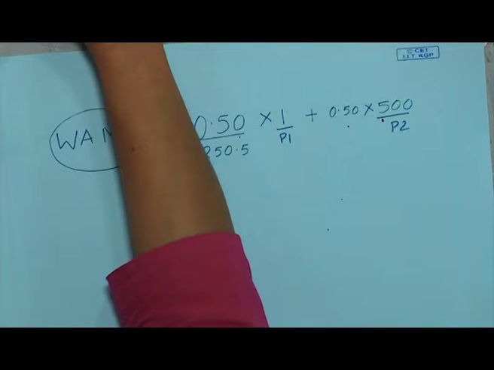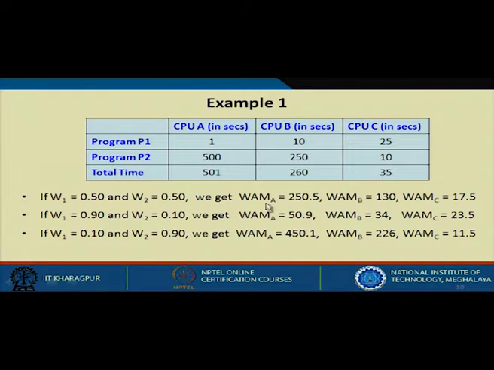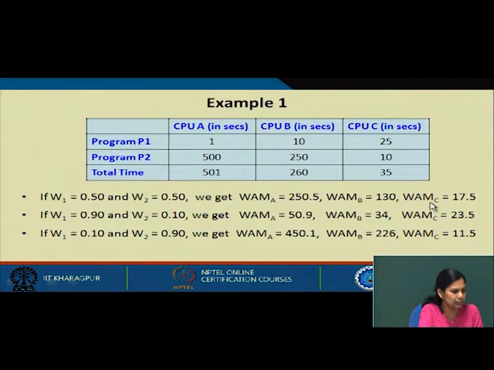So, here we have calculated that for all. The weighted arithmetic mean for A is 250.5, the weighted arithmetic mean for B is this and C is this, depending on these values and depending on these weights. Similarly, if you change the weights, now the weighted arithmetic mean is different. Again, if you change, the weighted arithmetic mean is different. So, here we also show how we can calculate the weighted arithmetic mean for several CPUs given the programs and given the execution times for those programs.